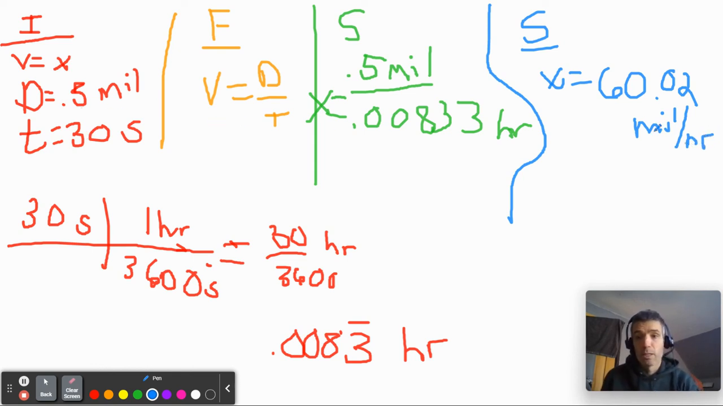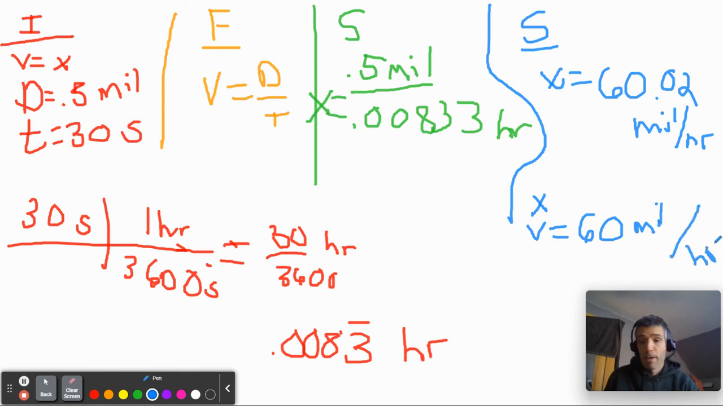I look back, both of these have 1 sig fig. I'm doing multiplication and division, so I go by the number of sig figs. So x, or speed or velocity, equals 60 miles per hour. All right, and that's what my answer would be.